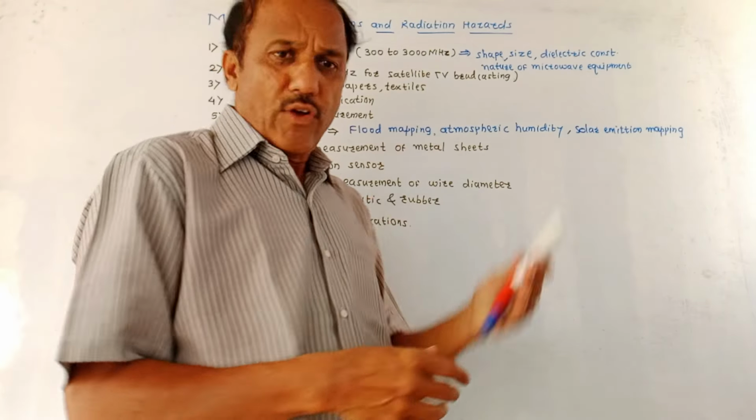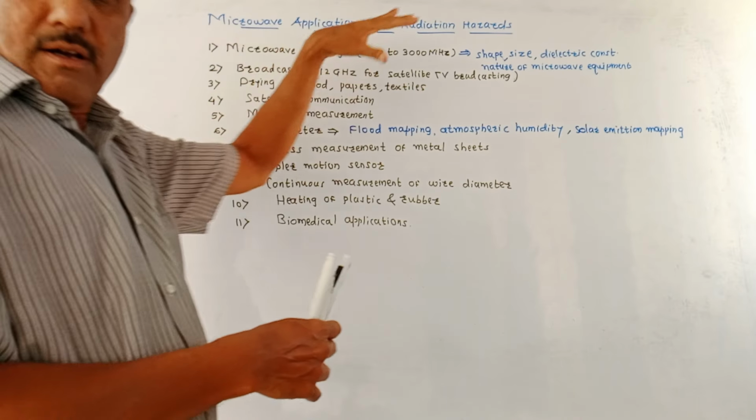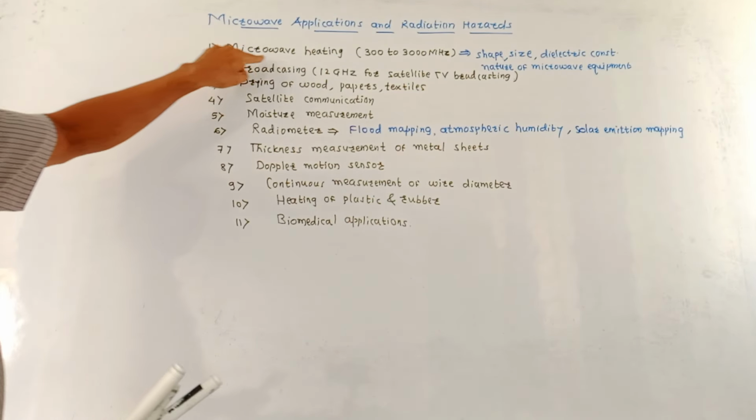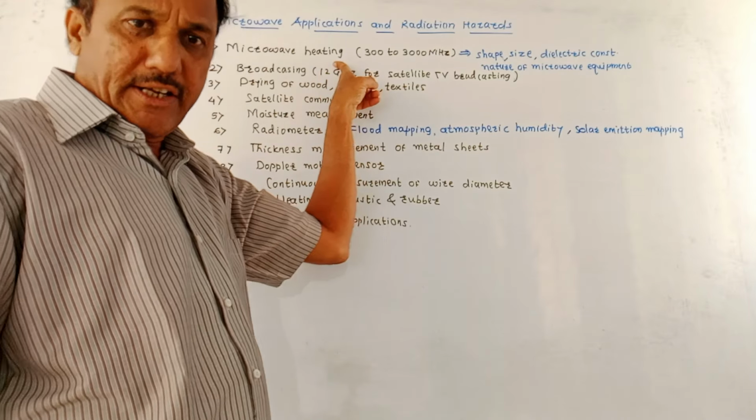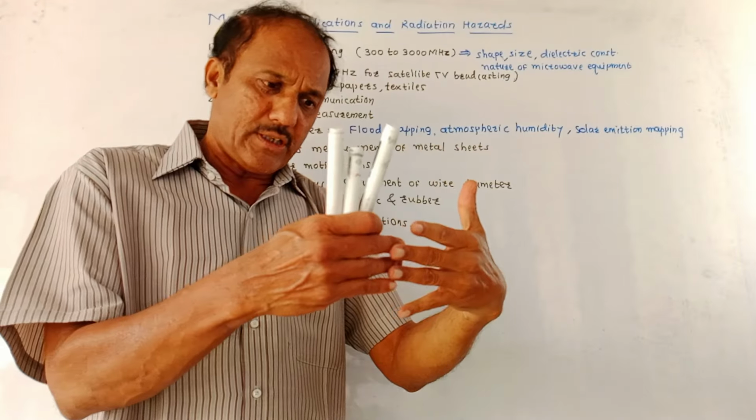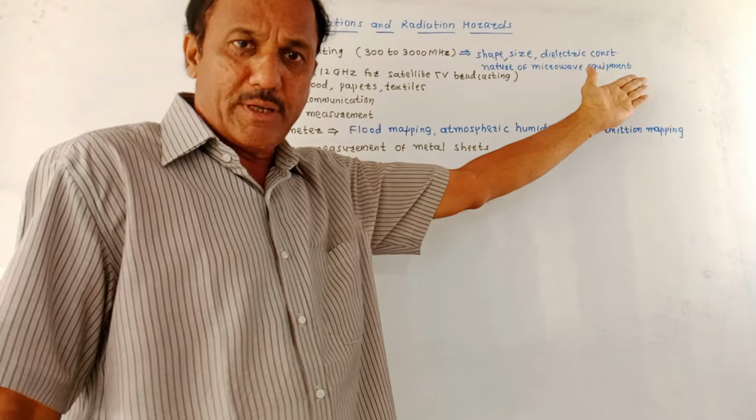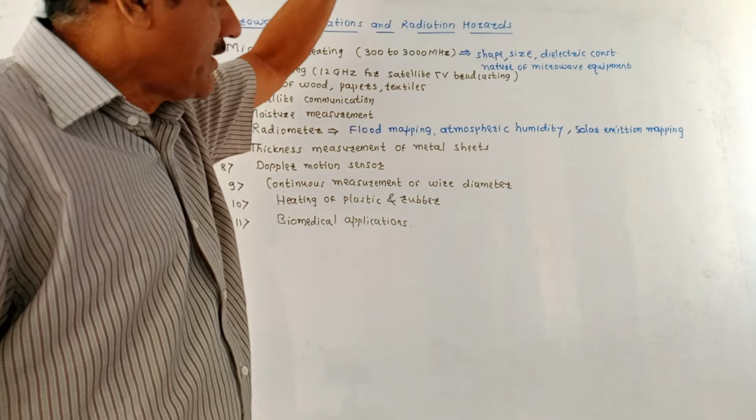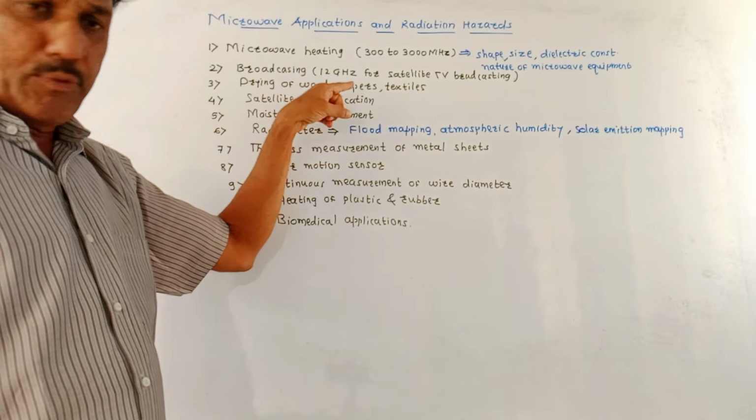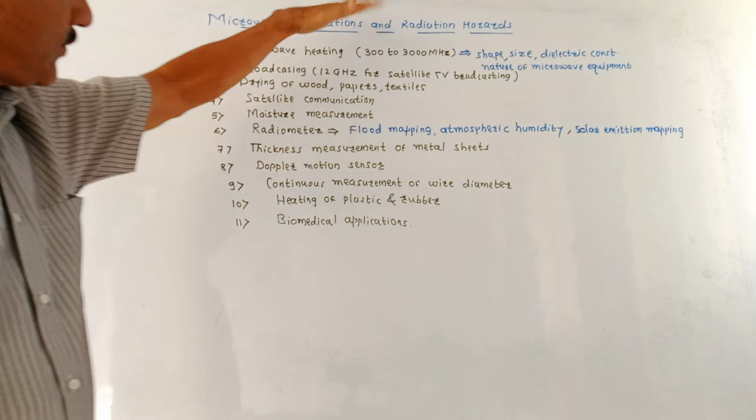Next part is microwave applications. This is the list of certain industrial as well as biomedical applications. The first and important application is microwave heating. It is usually in the range 300 to 3000 megahertz. This microwave heating depends on the material which you are using, that means the shape, size and dielectric constant of the material, as well as on the nature of the microwave equipment. Then in certain broadcasting techniques, for example 12 gigahertz for satellite TV broadcasting, microwave is used.